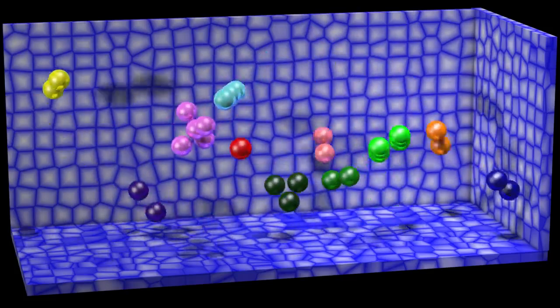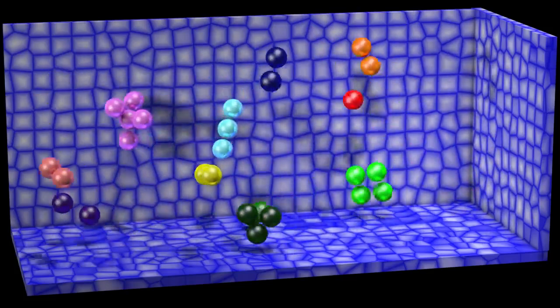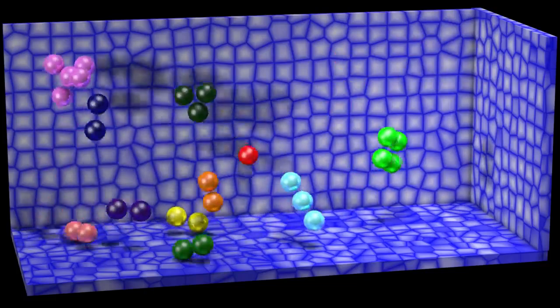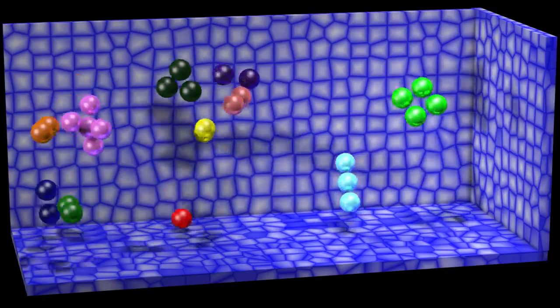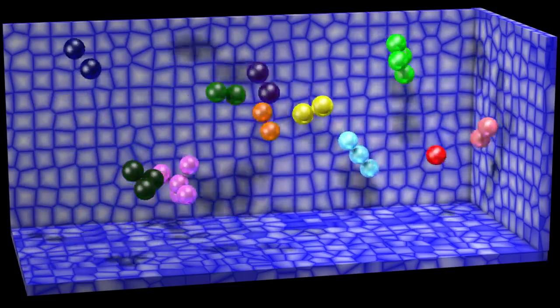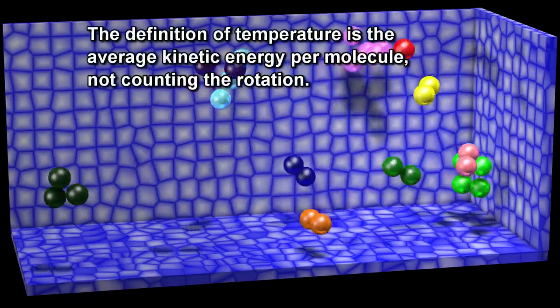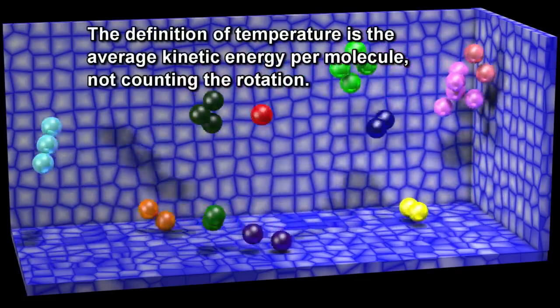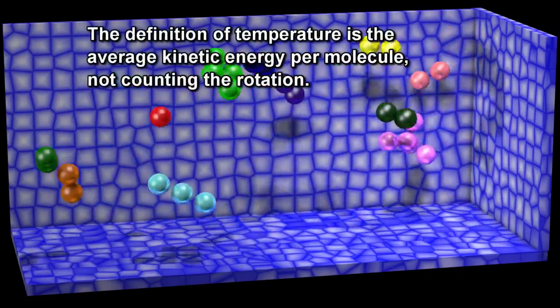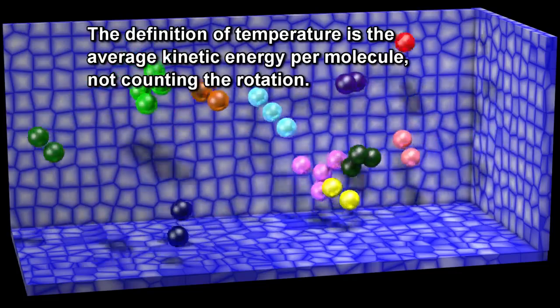It's only the motion of these molecules through space, and not the rotation of these molecules, that contributes to the temperature. The definition of temperature is the average kinetic energy per molecule, not counting the rotation.